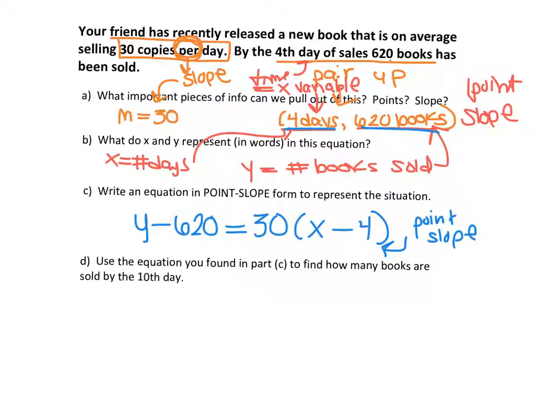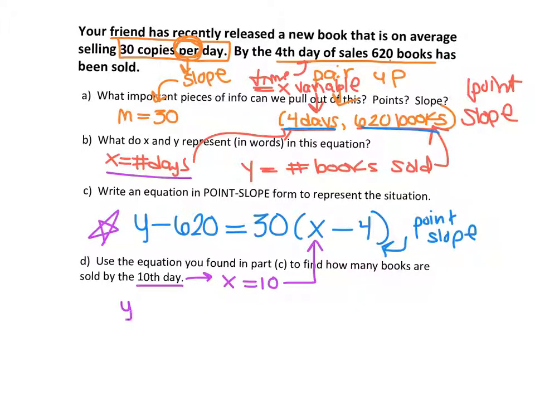Then finally in part D, we're actually going to apply this. And here it says use the equation you found in part C to find how many books are sold by the 10th day. Well, I see day, and I know that x corresponds with the number of days, so this is saying I now want to utilize this equation that I wrote here, and it's telling me that x is equal to 10. So what I'm going to do is take my equation written in point-slope form, and substitute 10 in for x.